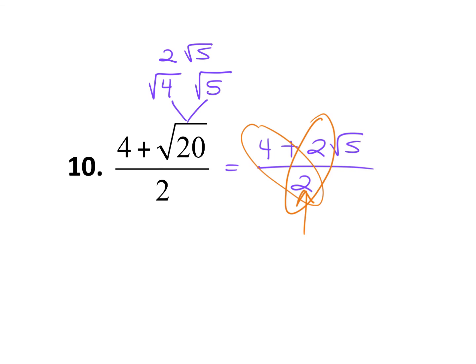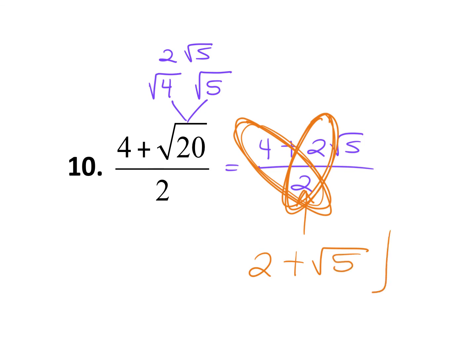What do we get here? 4 divided by 2 is just 2, right? We're going to divide that. So that's 2. What do we get here? 2 divided by 2 is 1, but we still have the rad 5. So it's just 2 plus rad 5. You can write 1 rad 5 if you like that, but you don't need to. Okay? Questions on that?